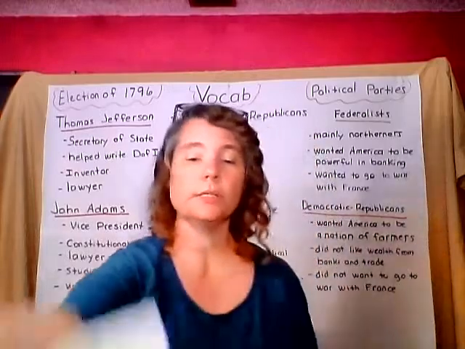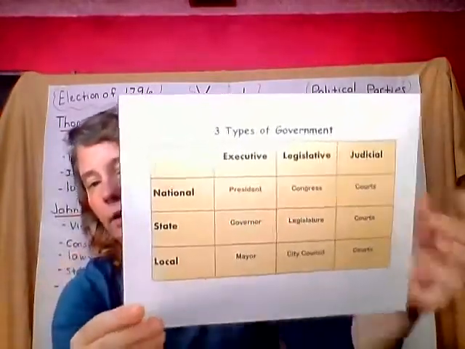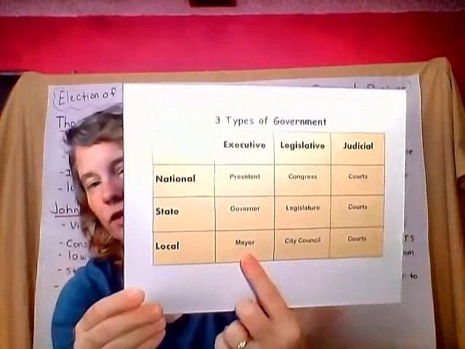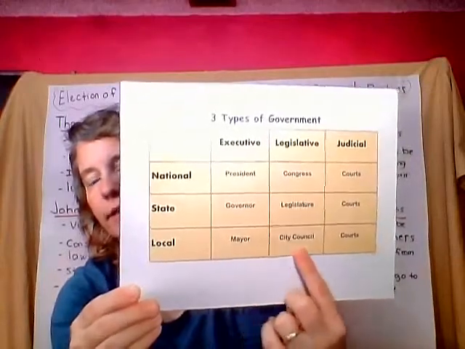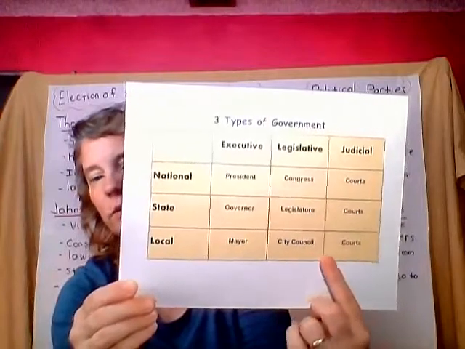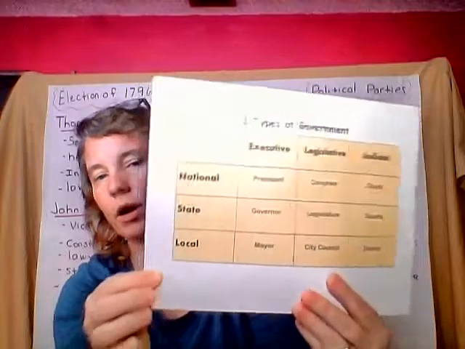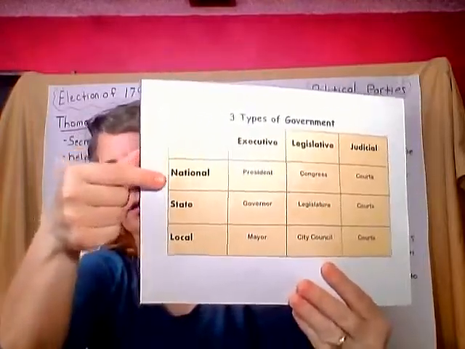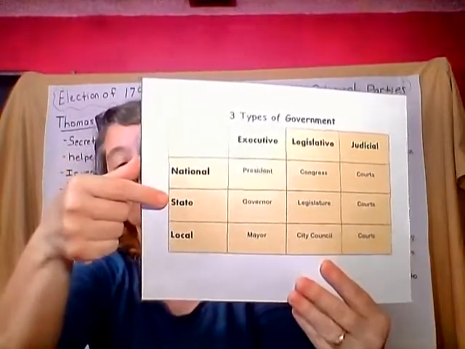And remember, here's the chart that we went over. Okay, right in here. So our executive branch for each one is the president, the governor, and the mayor. The legislative branch for each one was the Congress, the legislature, and the city council. And then for the judicial branch, they all have courts. Now, the national would be the United States of America. The state would be, for an example, the state of Florida.